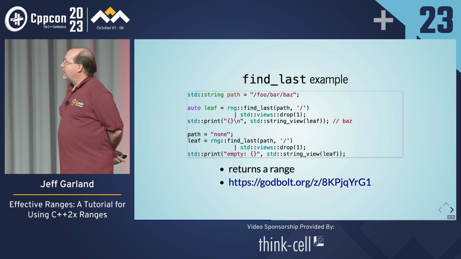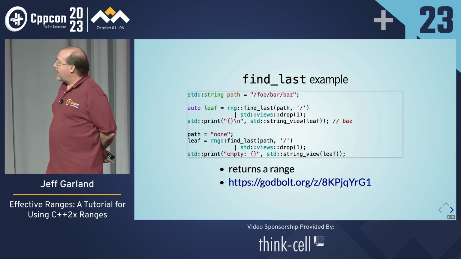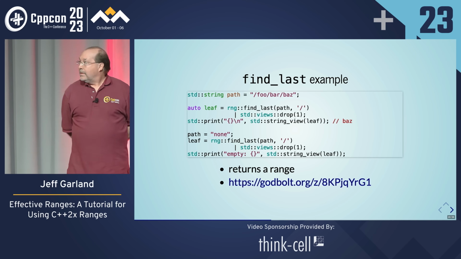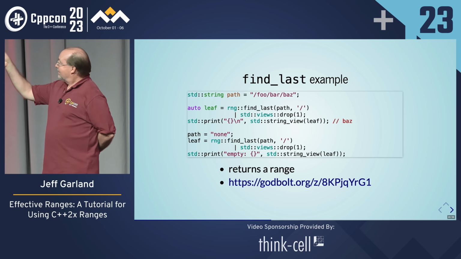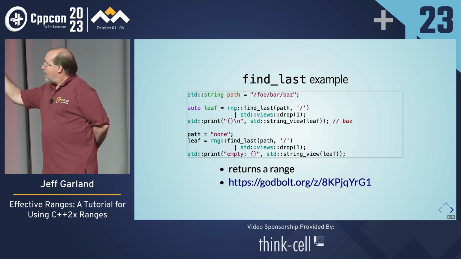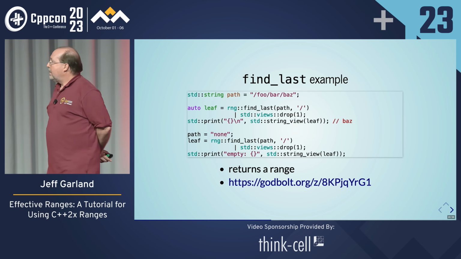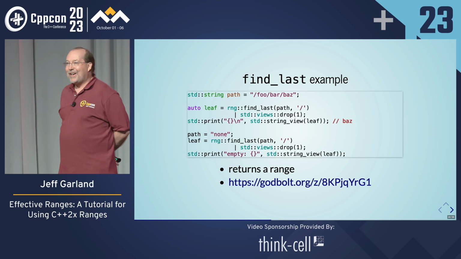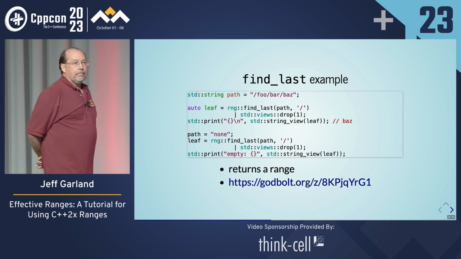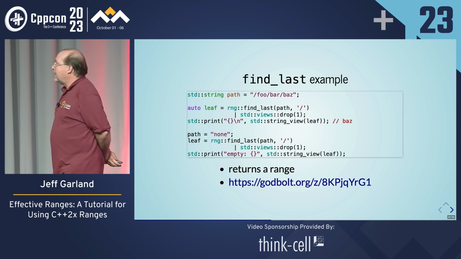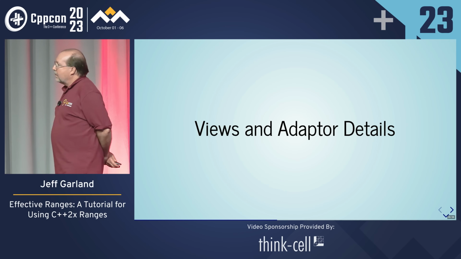So this code here does a find last, looking for a slash in this path variable here. And that first one then routes that to a view called drop. So drop drops the first element of the range that's returned, which is the slash, by the way, because find last is going to return you everything. So it drops that, and then I construct a string view and print it. Interesting. Notice there's no loop, there's no iterators, there's nothing to mess up. If I have the case where there's no slash, it just works perfectly. Because I can't be off by one. I didn't have to write a loop, it just gives me the result. So this is a very different perspective on how to do things.